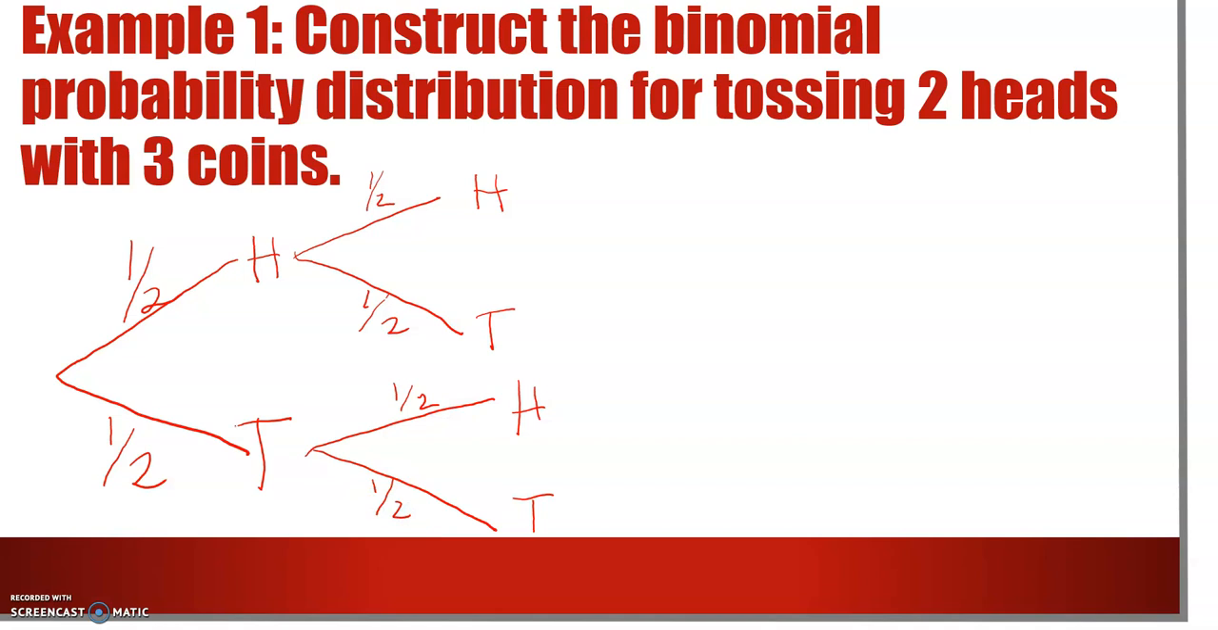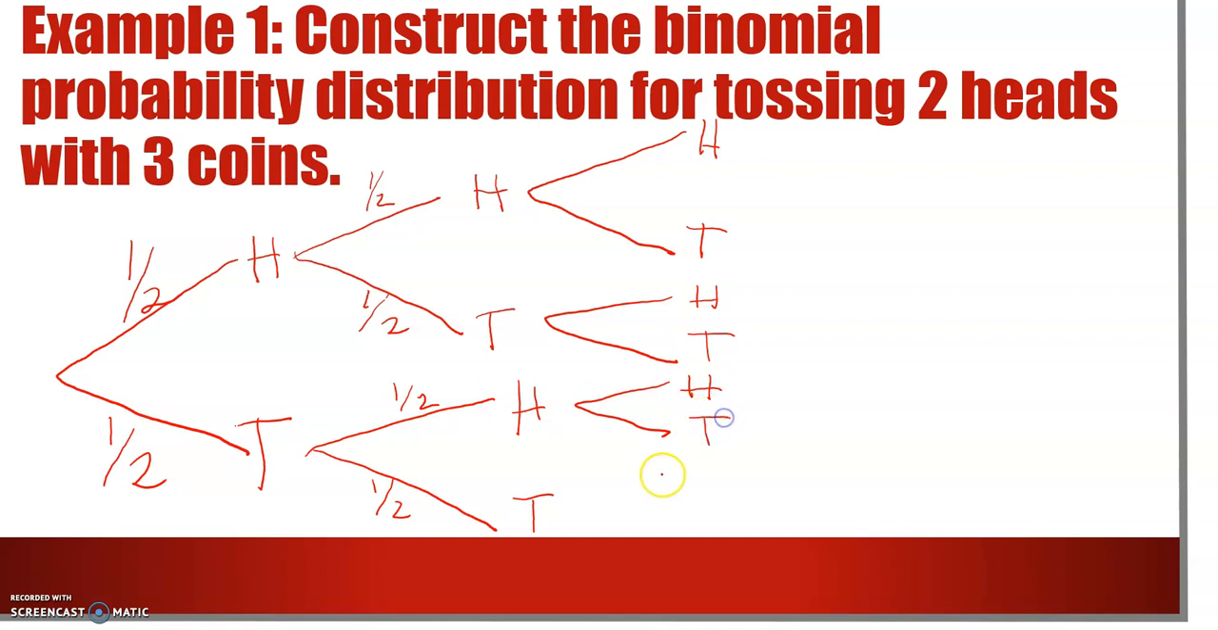So 2 coins have been flipped so far. Let's go for our third coin, heads or tails, heads or tails, heads or tails, and heads or tails. And the probability each time is 1/2.